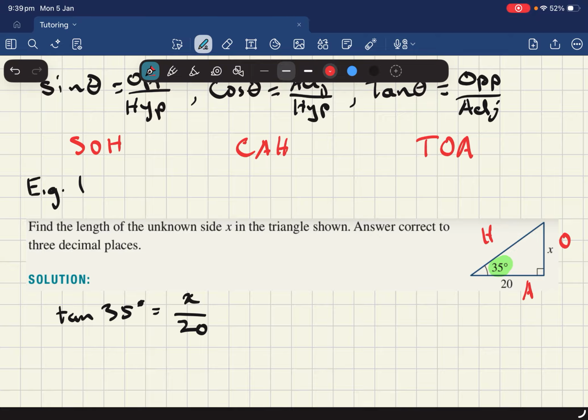So to get x on its own, to solve the equation, we're going to multiply both sides by 20. So x is going to equal 20 multiplied by tan 35. We can just write this as 20 tan 35, and it's assumed that these two are multiplying. When we put this in our calculator to 3 decimal places, we get 14.004. So we are substituting into one of our trig ratios, then rearranging the equation.